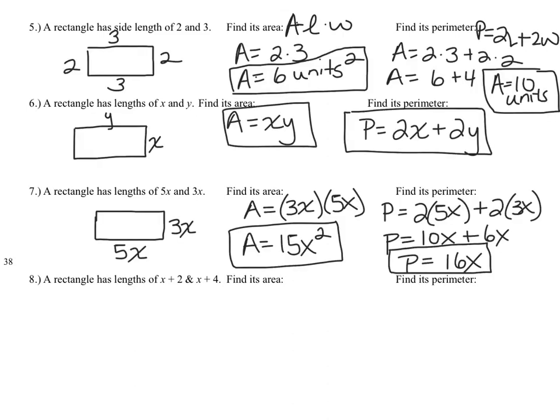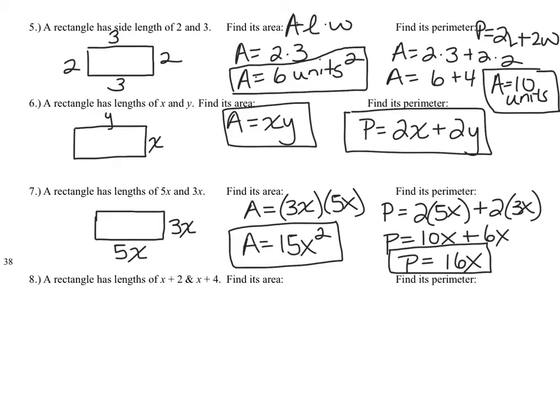So double checking your answers for 5, 6, and 7. I got 6 units squared and 10 units for number 5. For number 6, all you have to do is multiply x and y together to get the area, and then multiply x by 2 and y by 2 to get the perimeter. Because these aren't like terms, you can't combine them. And then for number 7, I got 15x squared for the area and 16x for the perimeter.